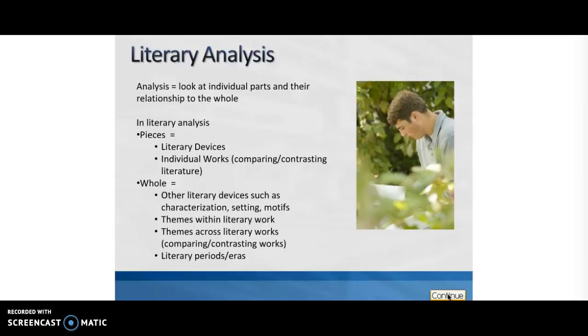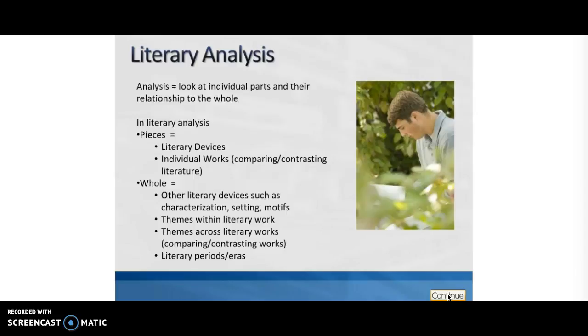Occasionally, the whole can be another literary device. For example, many things can be used in characterization. Setting, point of view, symbols, all of these literary devices and others make up characterization. So a literary analysis might be looking at how characterization is created. Perhaps the most common whole that we look at in literary analysis is theme. Evaluating literary devices can help us identify the theme or themes within a text, and by theme we often mean the message or the meaning of the text.